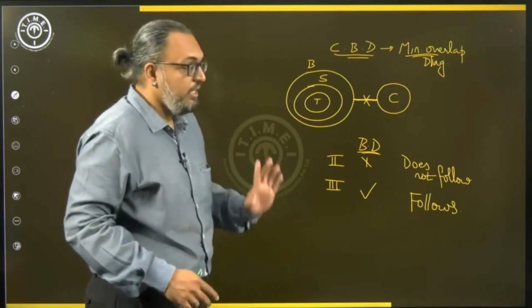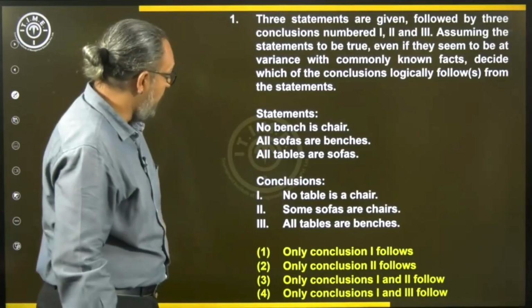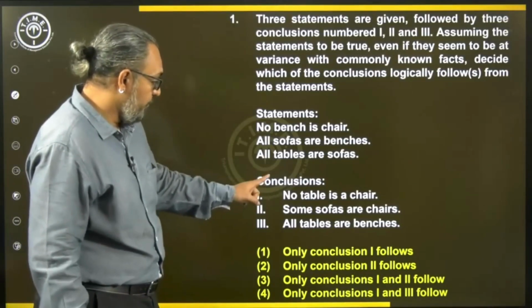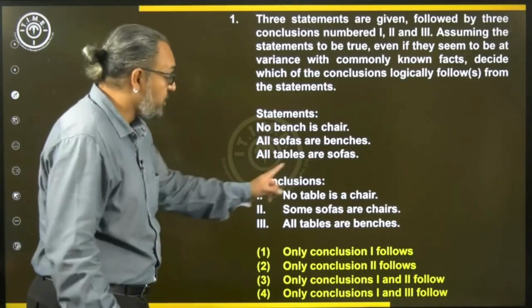Okay. So 3 follows. Then what else we have? We have no bench is a chair. Sorry, no table is a chair.